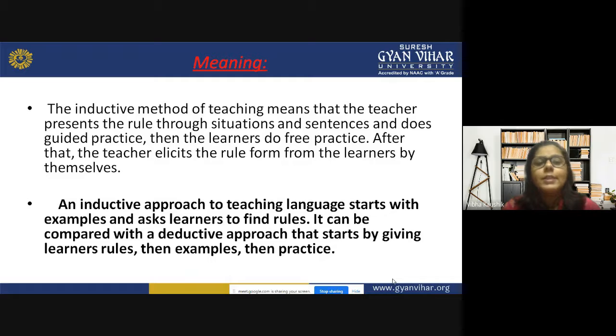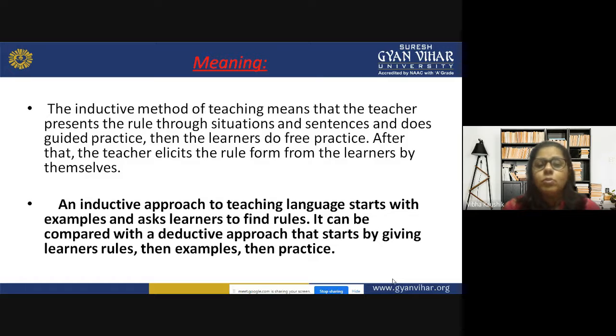Meaning: the inductive method of teaching means that the teacher presents the rule through situations. It's a method of teaching, a way of teaching that can be used by the teacher to teach the students. In that, the teacher presents the rules before the student. It can be through situations and sentences, and thus guided practice. Then the students will be guided by the teacher through practice sessions.